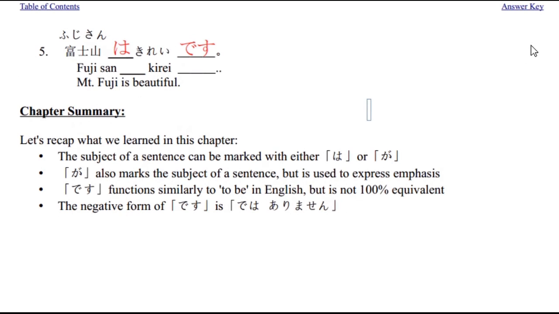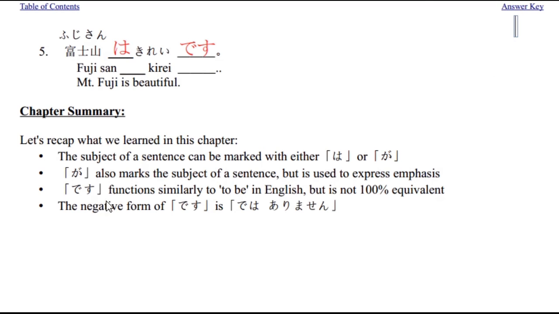Before we finish, let's check out a quick chapter summary. So we have, let's see, the first thing is that we learned the subject of a sentence can be marked with either wa or ga. Okay, so we learned that wa is usually used to talk about something in general or just introduce a subject, while ga marks the subject of a sentence but with emphasis. Okay, it's very important.